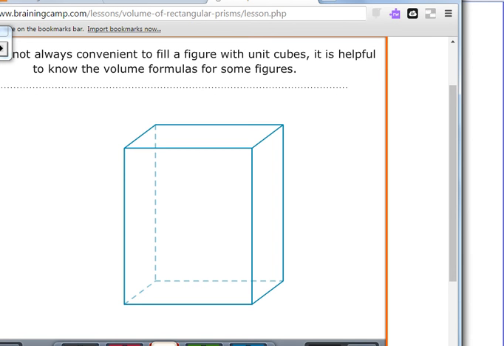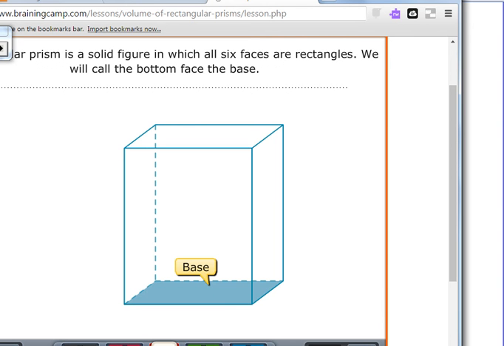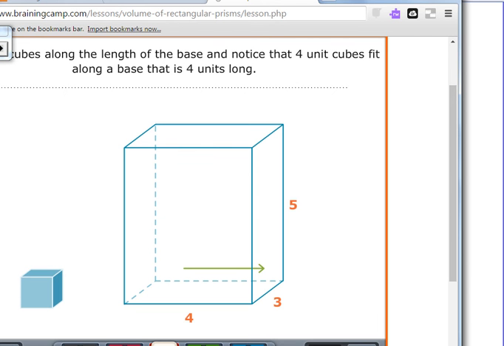Since it is not always convenient to fill a figure with unit cubes, it is helpful to know the volume formulas for some figures. A rectangular prism is a solid figure in which all 6 faces are rectangles. We will call the bottom face the base. Place unit cubes along the length of the base, and notice that 4 unit cubes fit along a base that is 4 units long.